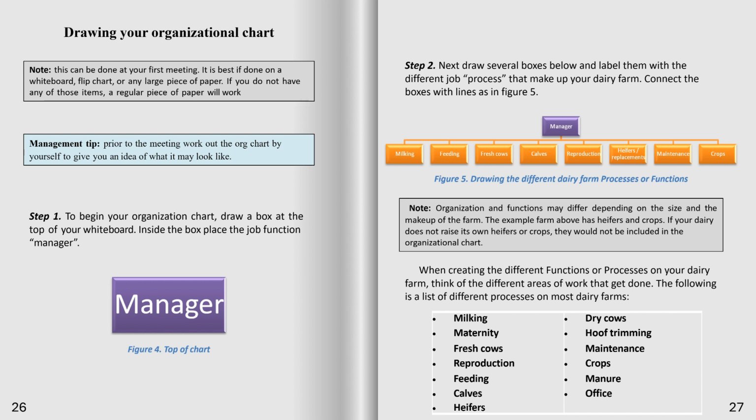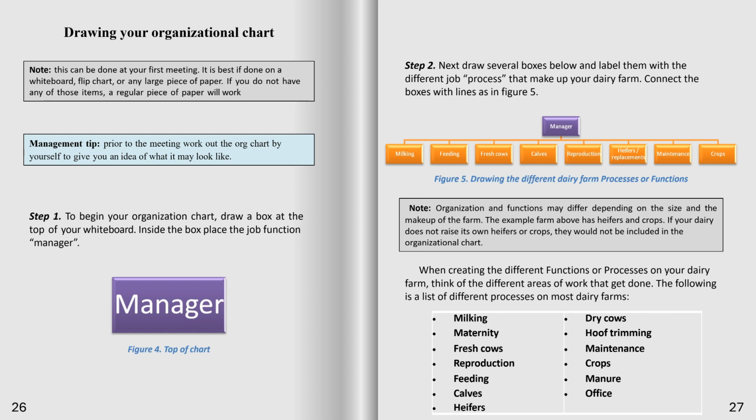When creating the different functions or processes on your dairy farm, think of the different areas of work that get done. The following is a list of different processes on most dairy farms. Milking, maternity, fresh cows, reproduction, feeding, calves, heifers, dry cows, hoof trimming, maintenance, crops, manure, office.